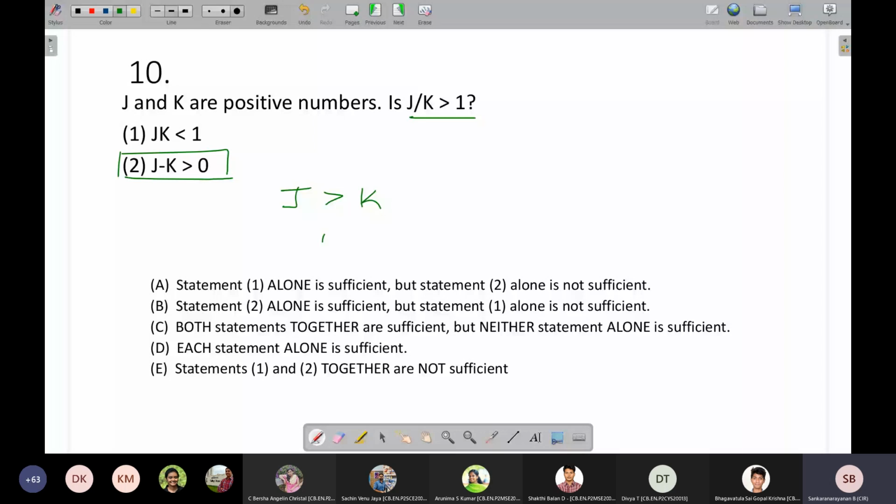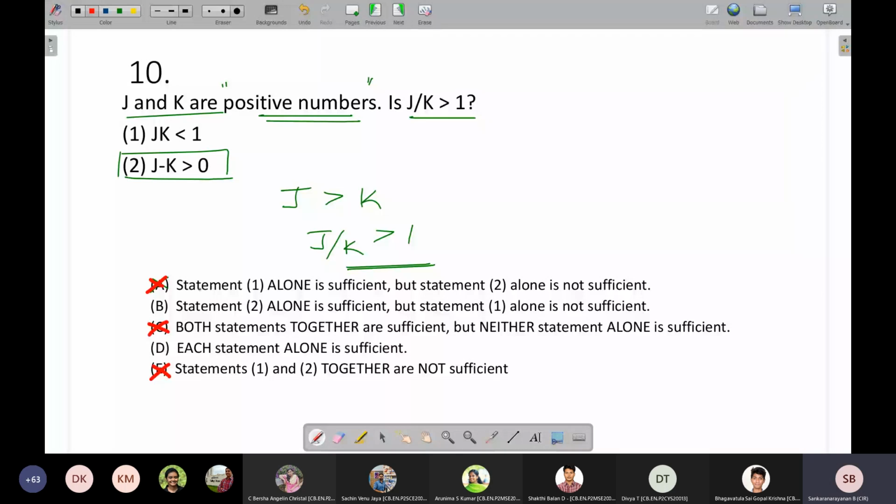j and k are given to be positive numbers, so this is another point that you have to note here. So definitely j minus k greater than 0 means j has to be greater than k. So j by k will be greater than 1. Got it? So we can conclude that here statement 2 alone is sufficient to answer the question. So we can eliminate the first choice, that is A, and also we can eliminate data insufficient. We can also eliminate C, because both statements together we don't have to check, since statement 2 alone is sufficient to answer the question.